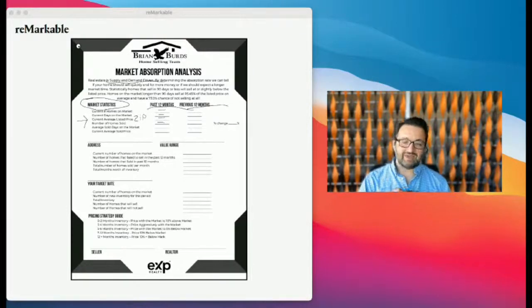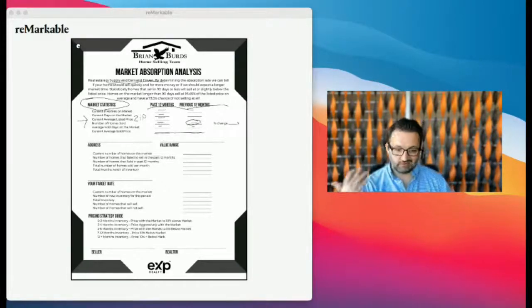Why am I identifying that? Because I want to know what is happening in comparison to what happened last year, right? So I want to know what it looked like last year in comparison to this year. And then the average days on market, I want to look at those two year over year, 12 months over 12 months. And then I want to look at the sales price. Are we seeing an increase in the market?